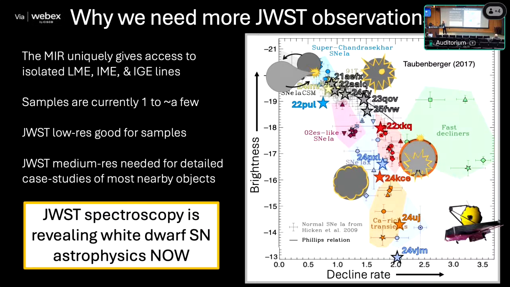And I'll just end by saying that JWST spectroscopy is making a really big difference in white dwarf supernova astrophysics. Every new spectrum that we're getting is showing us something new that we didn't see before. And so I think this is really reinvigorating the field of trying to understand type 1A astrophysics. Thank you.